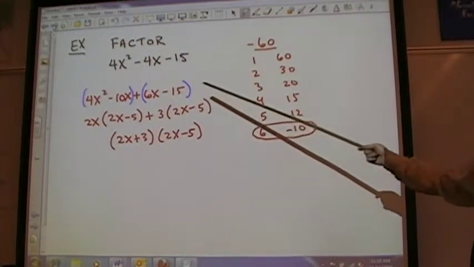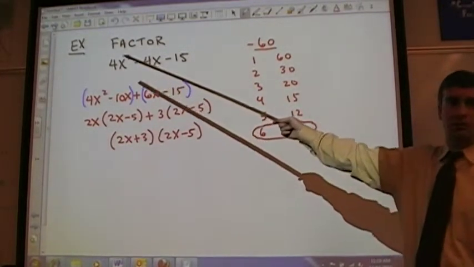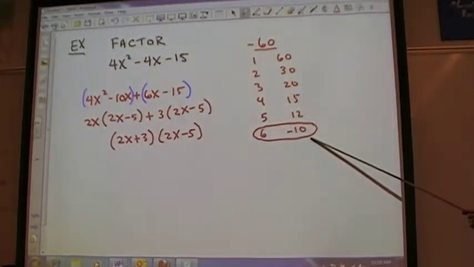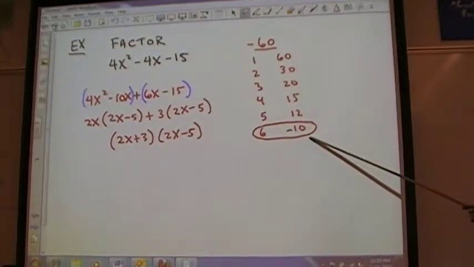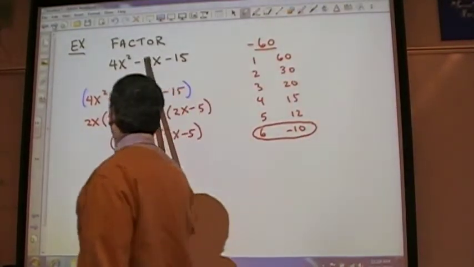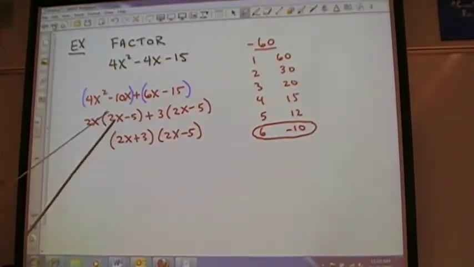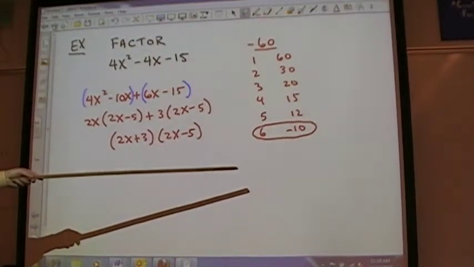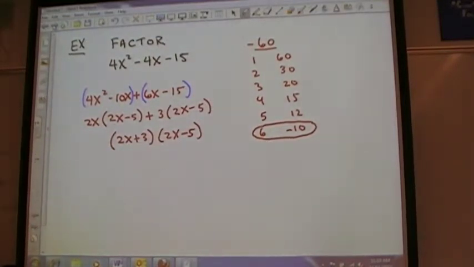Now which set of factors would add to give you negative 4? It would have to be 6 and negative 10. Okay? So then I'm just going to rewrite the original problem, rewriting the negative 4 using those. The order that you put the negative 10 and the positive 6 in doesn't matter. But I would highly recommend, if only one of them is negative, in this case the 10, that you write it first, then the plus 6 second. That way you don't have to worry about changing that sign when you group it.